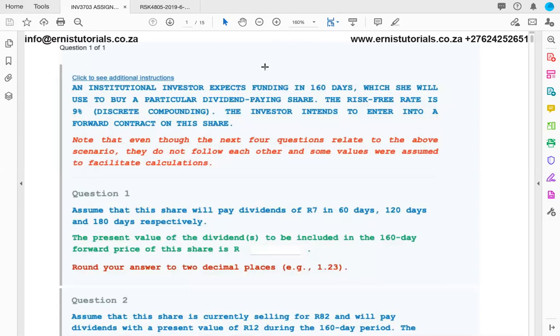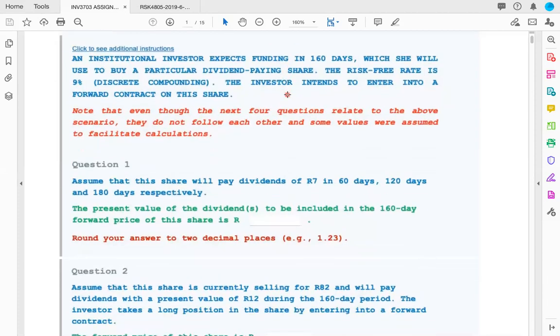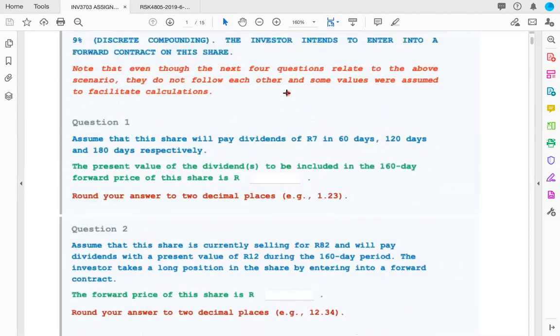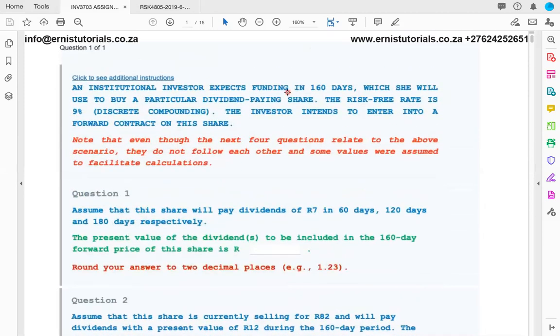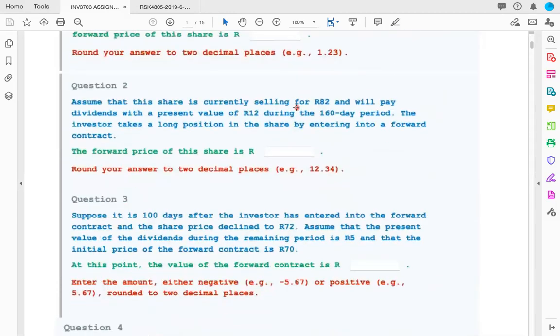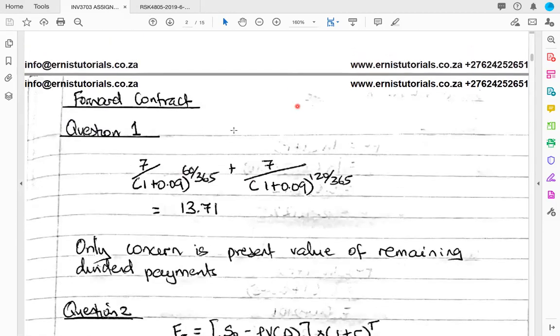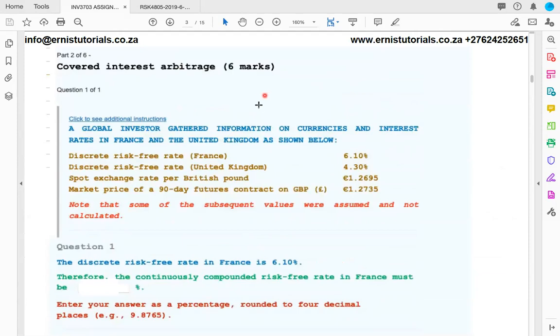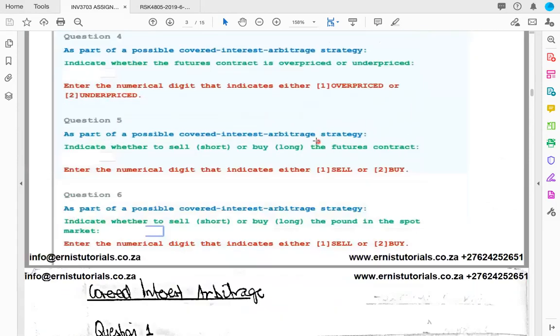As you know, assignment 1 for this module is online, and each student gets different questions. However, some of the questions might be the same, but occasionally some of the questions have different numbers. Okay. But the format is the same. You'll find out that the first section of everyone will be the same, but just different numbers. It's on forward contracts. The second section will be the same on covered interest arbitrage, but just different numbers. Sometimes the numbers will be the same.